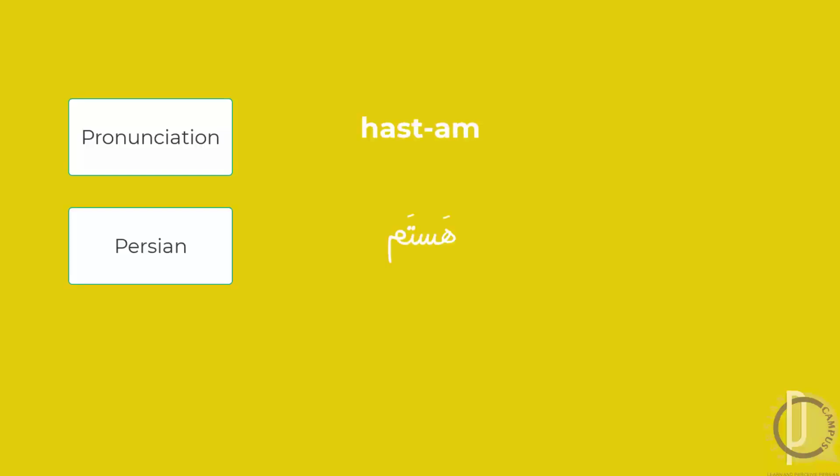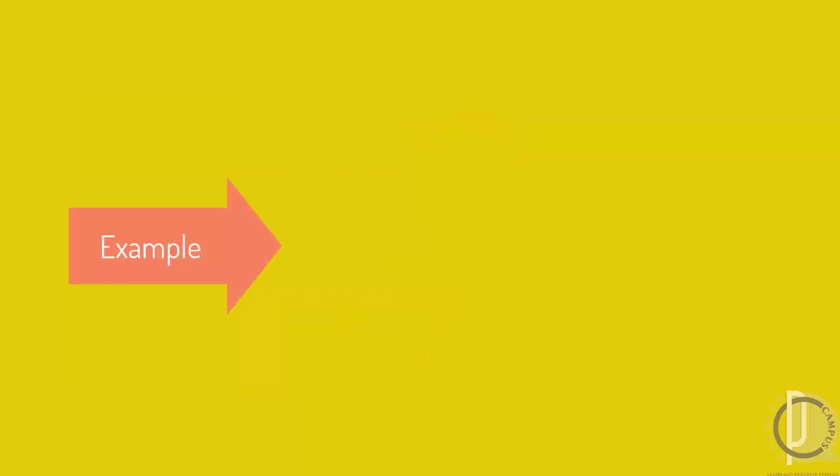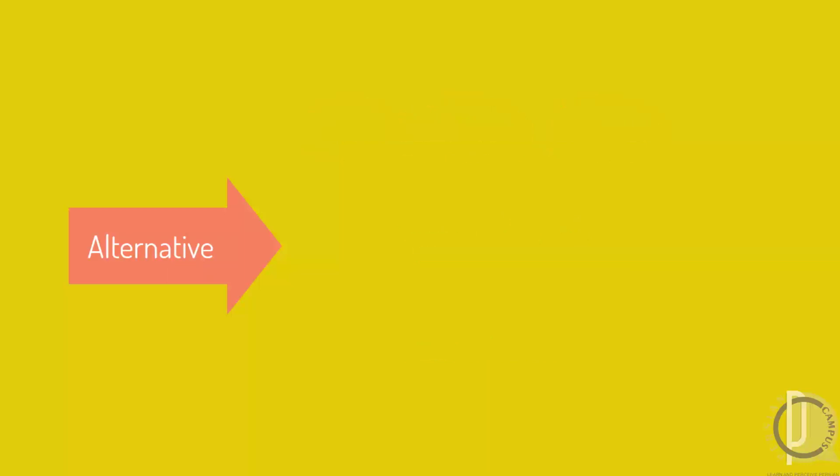Hastam for first person singular. You see, we have the شناسه am from lesson 3 at the end of the verb. For example, من معلم هستم. I am a teacher.